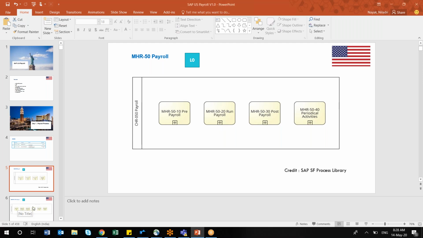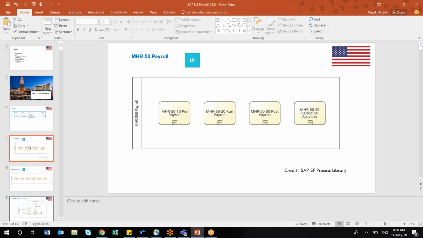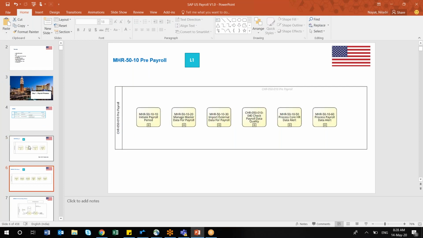So this diagram is really handy for you to revise payroll, as a subject matter expert or as someone understanding the topic briefly at a high level. Next, I'll quickly go through it. In pre-payroll, what are the things we do? We have already seen: initiate payroll period, manage master data for payroll, and import external data for payroll. The third one is important for US. If you are doing any import of external data, like tax or BSI or anything, then this process will be relevant for you.